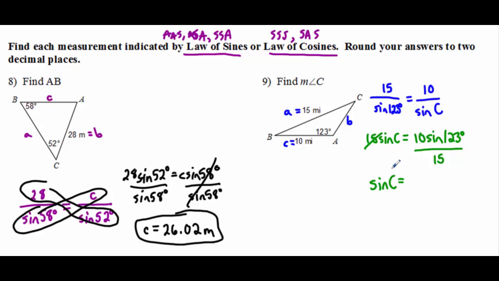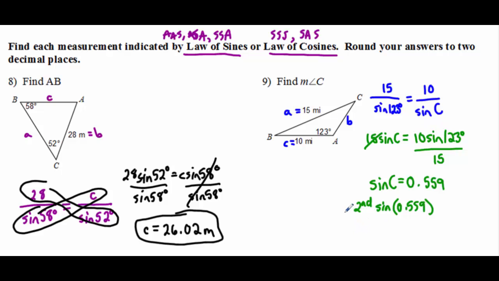10 sine 123 divided by 15 gives me a decimal, 0.559. Now notice I'm supposed to round this to 2 decimal places, and I just wrote down 3 decimal places because we're not done yet. Now that I know what sine C is, to find regular C, I need to do second sine of my answer, 0.559. To make sure that you get the best possible answer, either type in at least 3 decimals on this, or you should have a button on your calculator that lets you do second sine and then second answer.